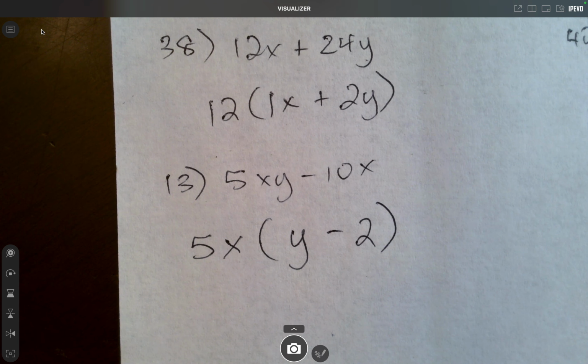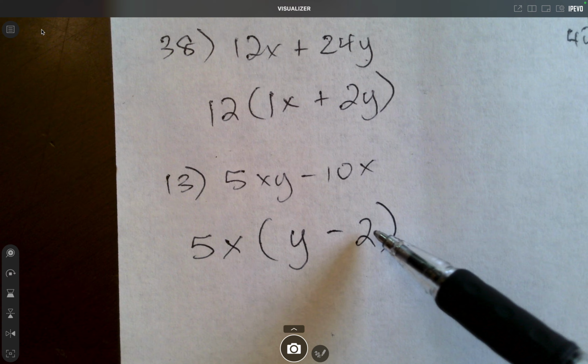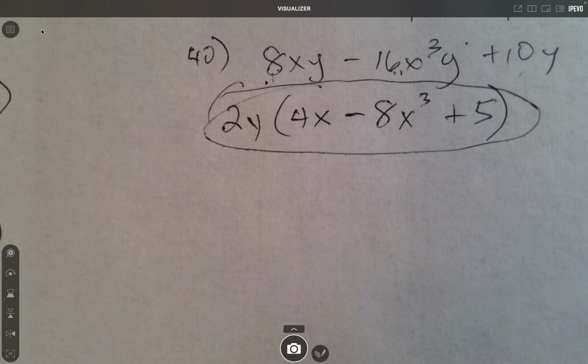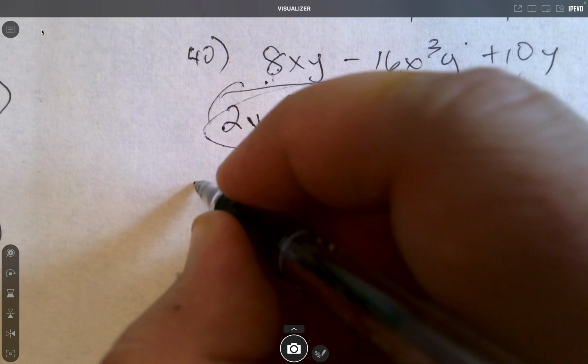Just a reminder, if you want to check your answer, you don't have to, but if you want to, you can just distribute the 5x back in. You'll see we get right back where we started. Last one.